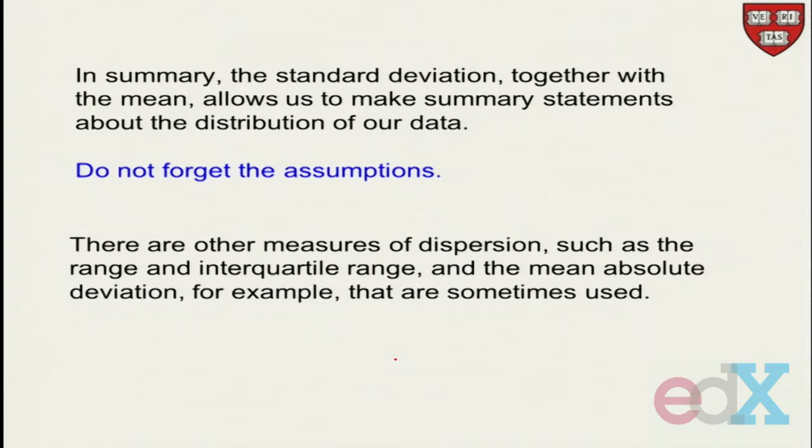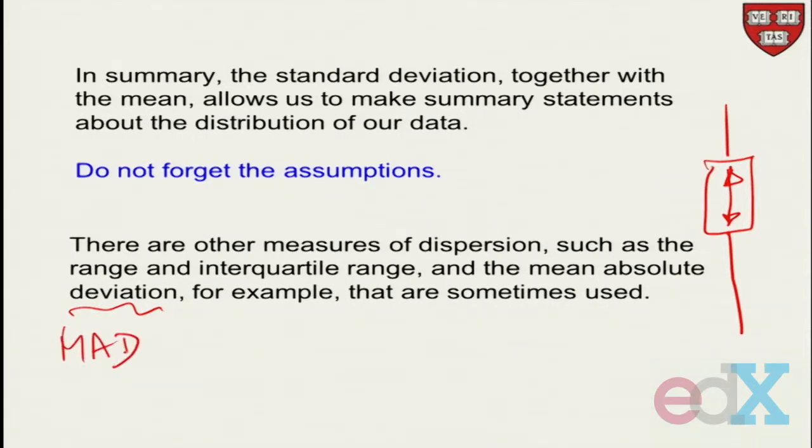Okay. Now, there are other measures of dispersion, such as the range and the interquartile range. Remember in the box plot, when we had the box plot like this, this is the interquartile range, the distance between the lower quartile and the upper quartile. And the MAD, what I was talking about, the mean absolute deviation. And these are also sometimes used. But by far the most ubiquitous is the standard deviation. And you see the value of the standard deviation.